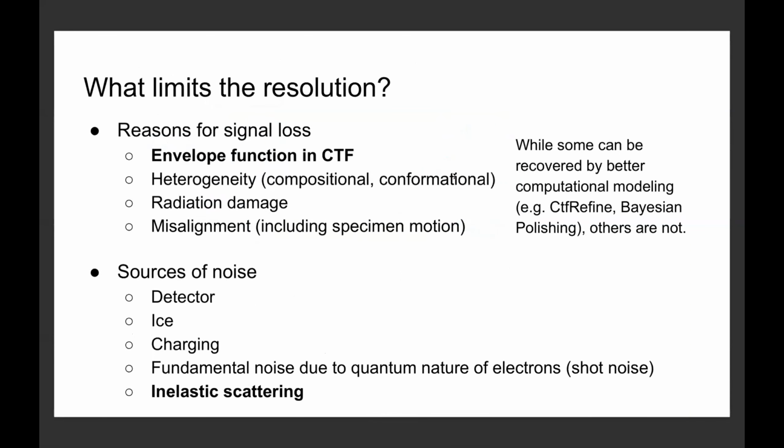But what limits the resolution now? There are several reasons for signal loss, like the envelope function or heterogeneity in the protein, or radiation damage or misalignment. While some can be recovered by better computational modeling, like CTF refinement or Bayesian polishing, others are physical issues and cannot be compensated for by software. There are also many sources of noise, like imperfect detector DQE or ice, charging, or fundamental noise due to the quantum nature of electrons called shot noise, and inelastic scattering. In this research, we focus on two effects, the envelope function in the CTF and inelastic scattering.